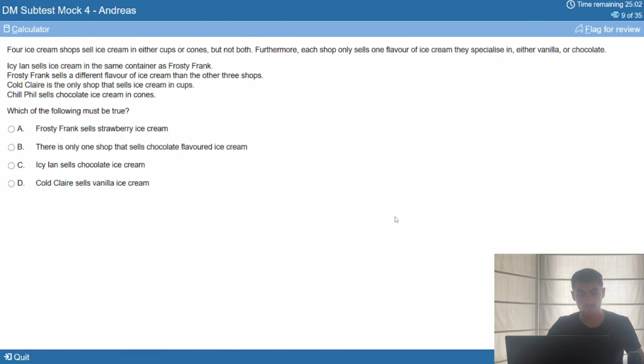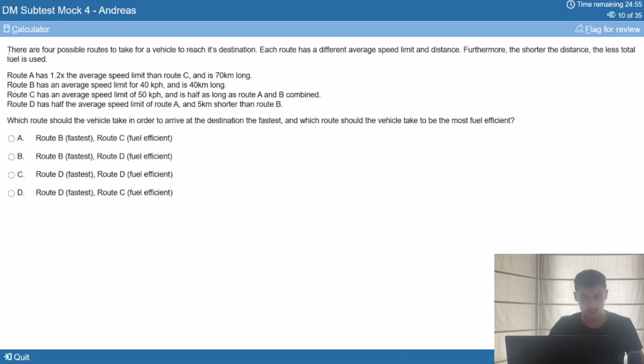I'm going to skip this. I'm going to guess C, whatever. And skip. There are 4 possible routes to take for a vehicle. I'm going to skip this one as well. Always guessing C.